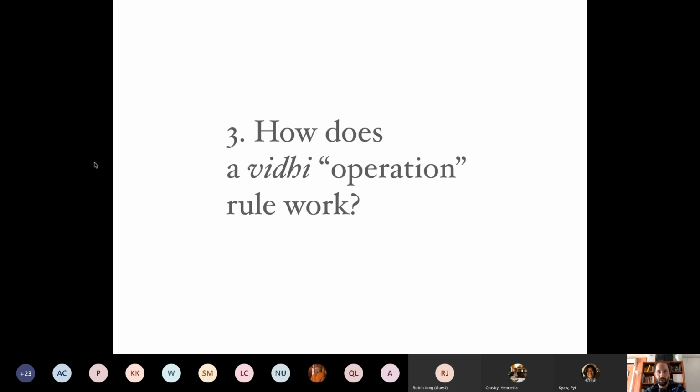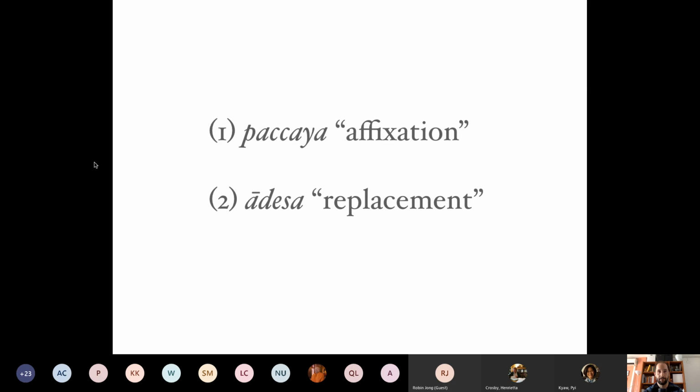Now that we know this, how the technical terms are used as normal words, and how normal words are used as simply referring to their own shape, their own sounds, we can move to the third point, the most important point for today. So how does a vidhi operation rule work? We are going to see, as we said at the beginning, two main types of vidhi. If you understand these two types, I believe you understand practically all the vidhis that you will encounter. Of course, there are always exceptions, but you will be quite safe.